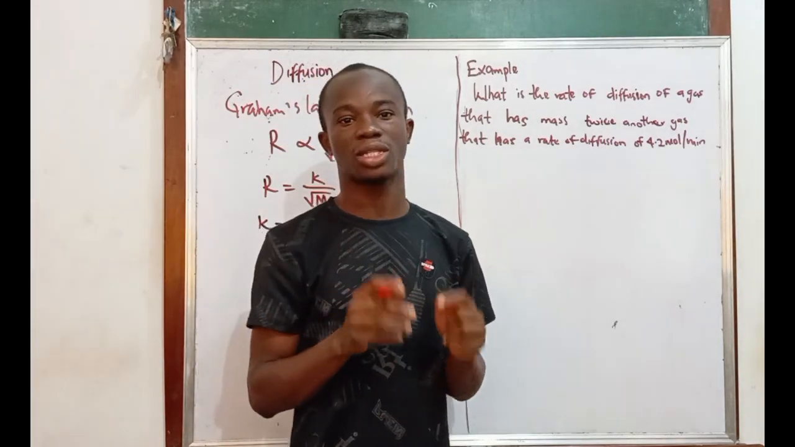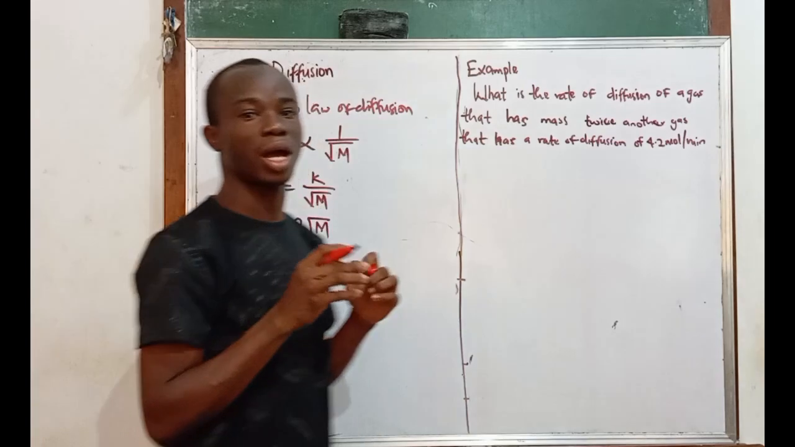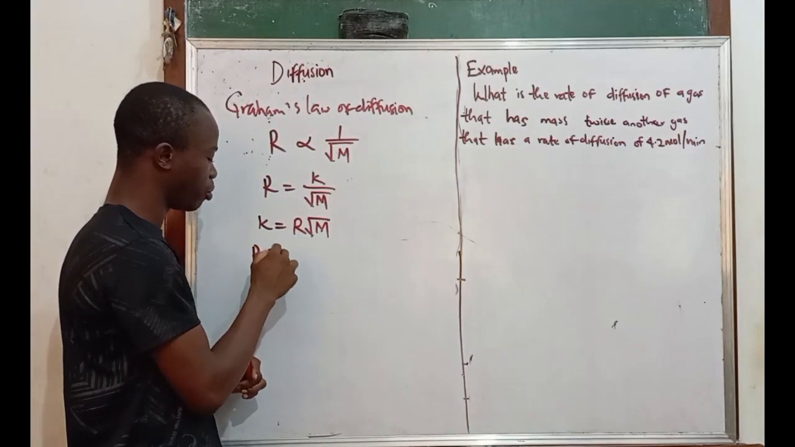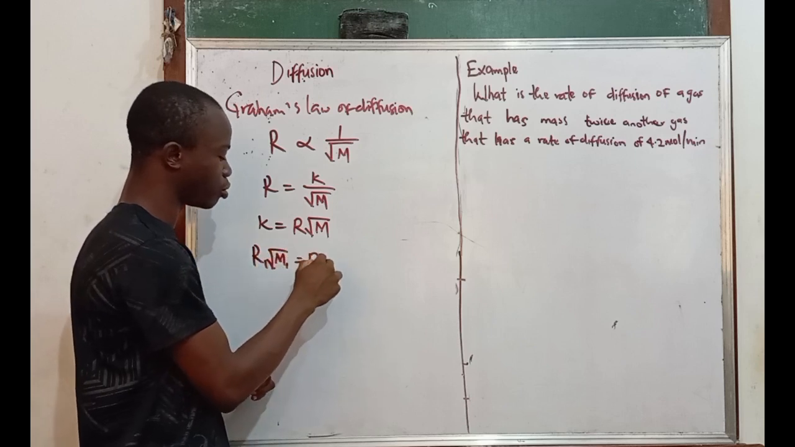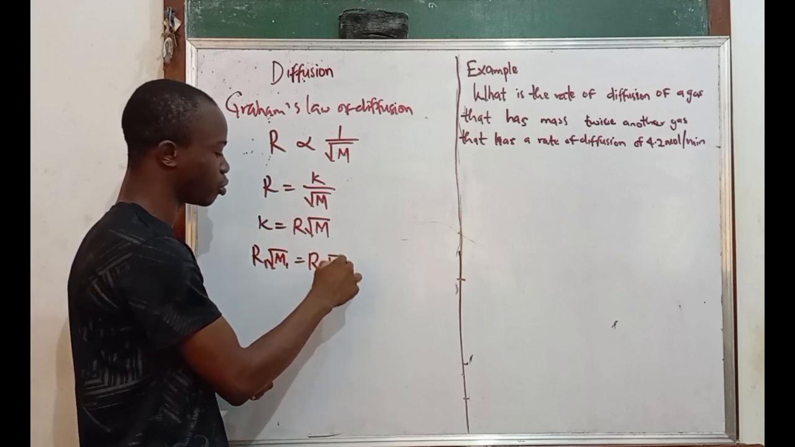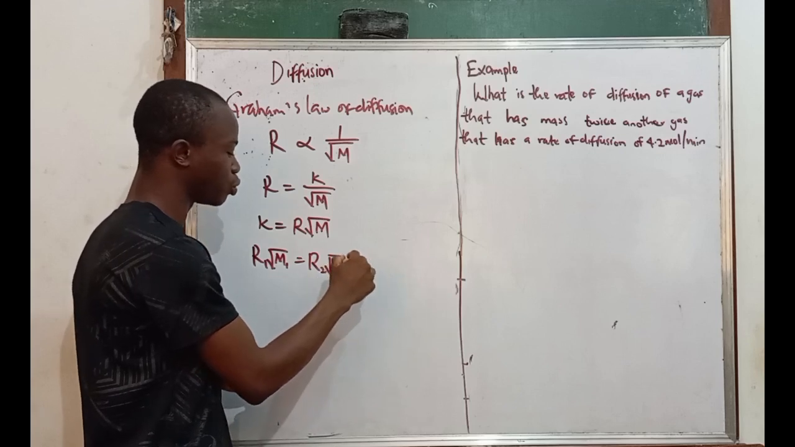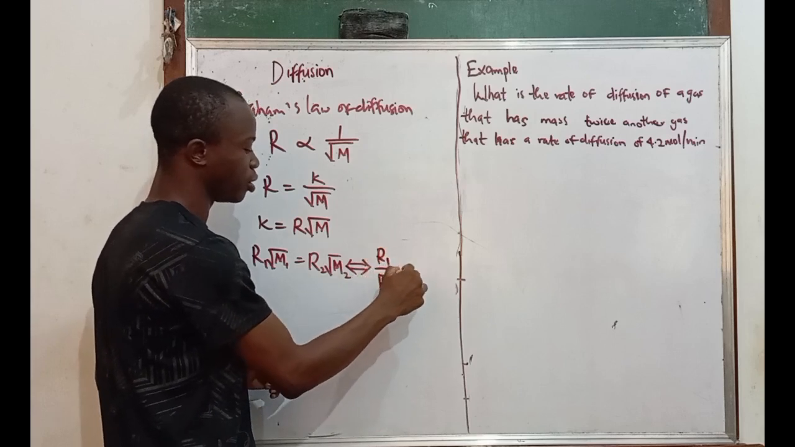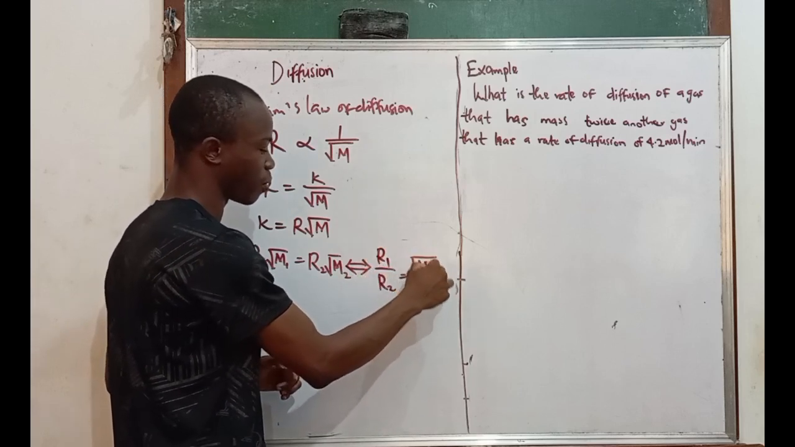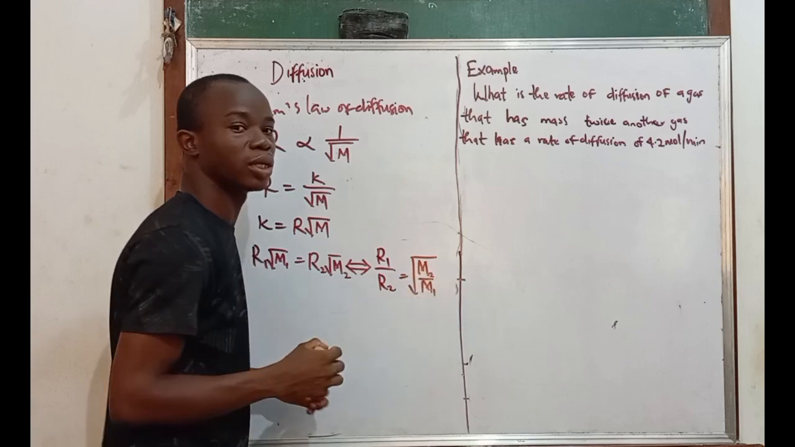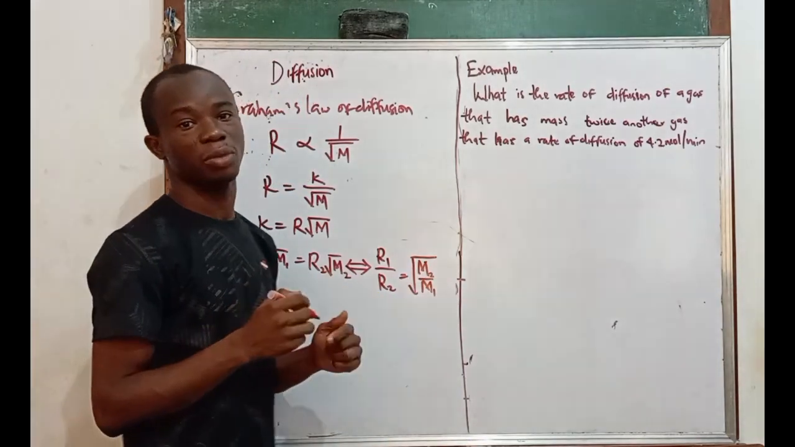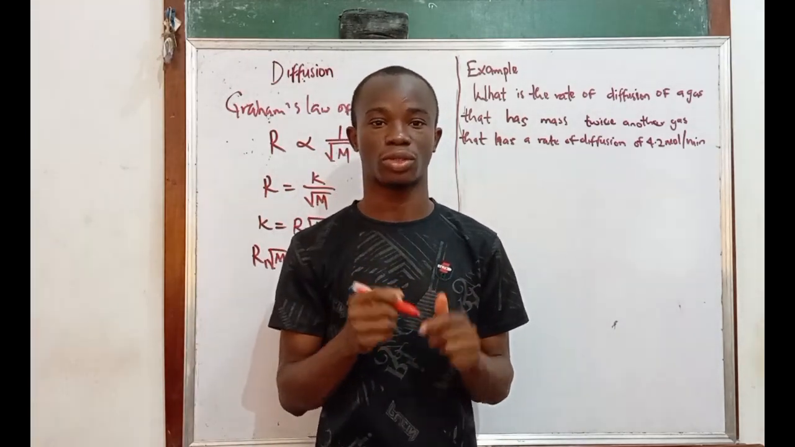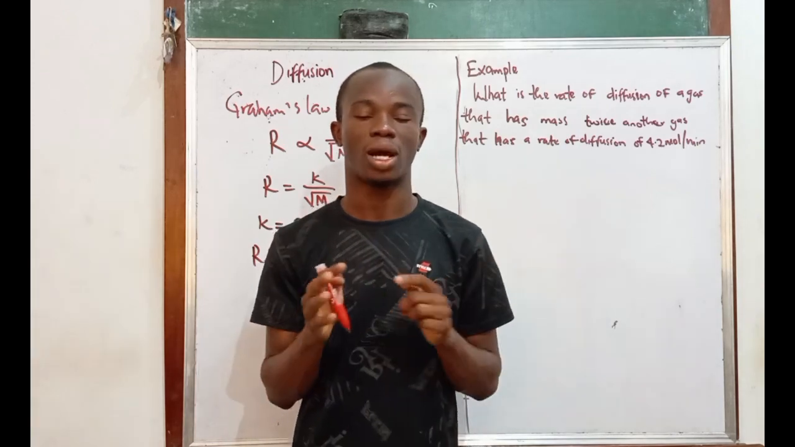gives us a constant. That implies that if I'm looking at two different molecules, I could say that R1 times square root of M1 equals R2 times square root of M2, which I can also rewrite as R1 over R2 equals square root of M2 over M1. And this is a very important expression that we will need when doing calculations involving diffusion of two molecules, molecule 1 and molecule 2.